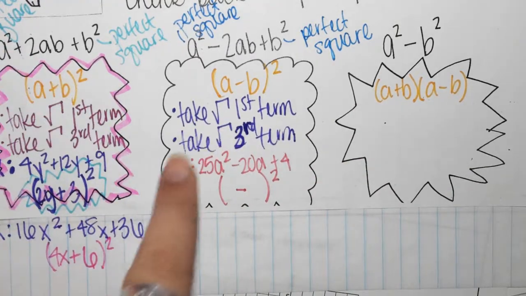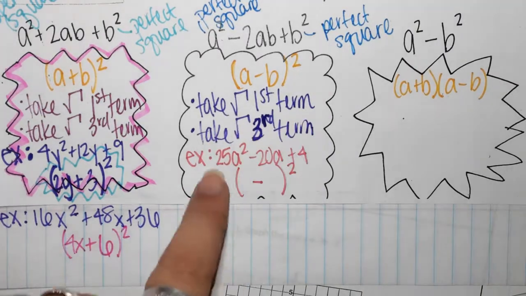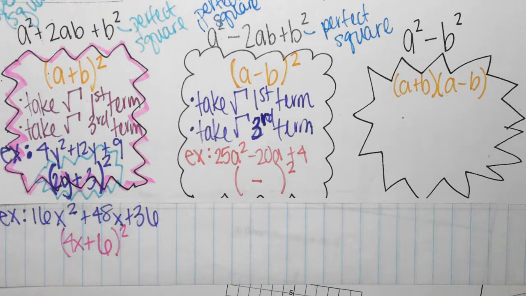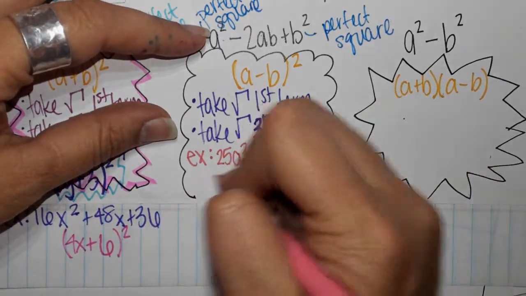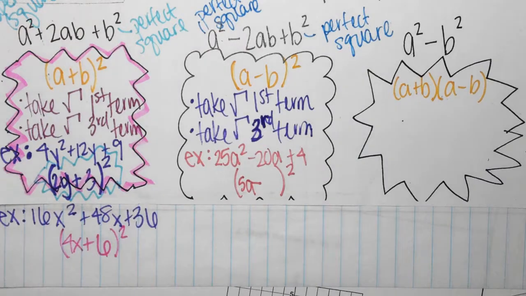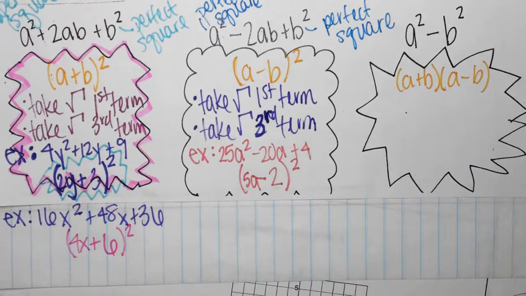Alright, so now we take the square root of the first term. Our first term is 25a squared. What is the square root of 25a squared? 5a. And then what's the square root of 4? 2. And you're done.